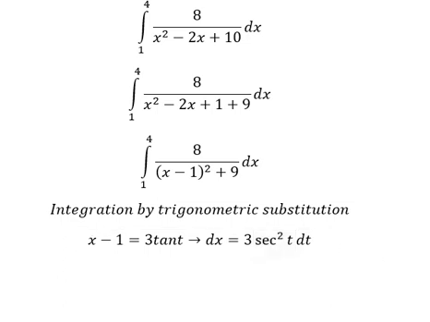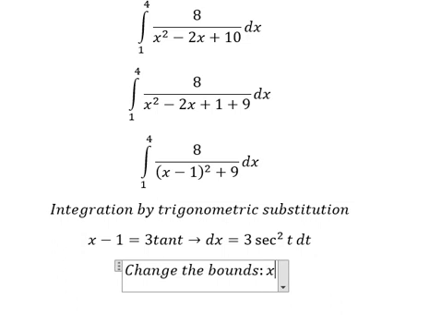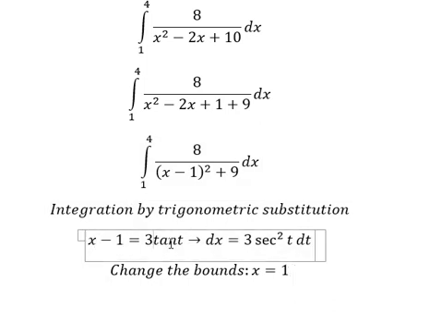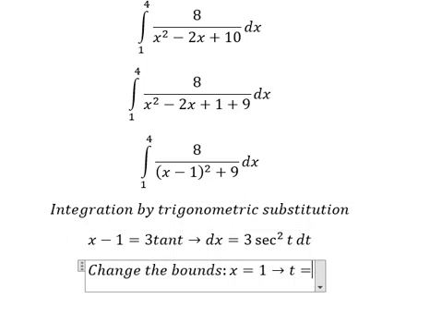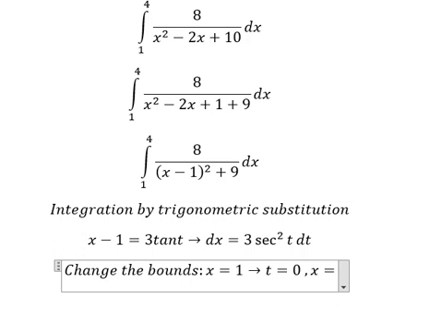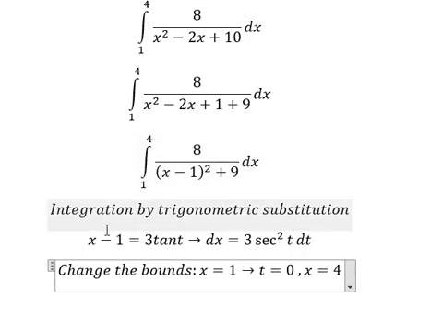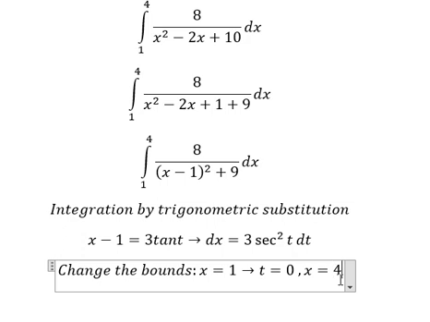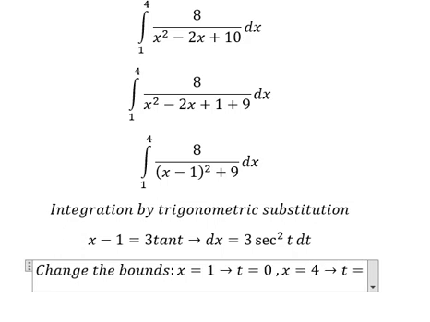Next, we need to change the bounds. When s equals 1, we put 1 here, so 1 minus 1, you get number 0. Here we can find the value of t, and that is t equals 0. When s equals 4, we put 4 here. 4 minus 1, we have 3. 3 divided by 3, we have 1. So we can find the value of t, that is pi over 4.